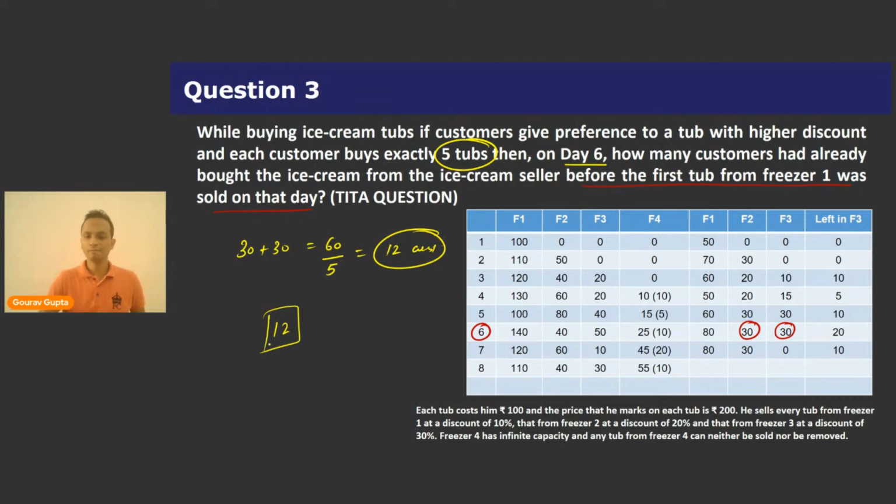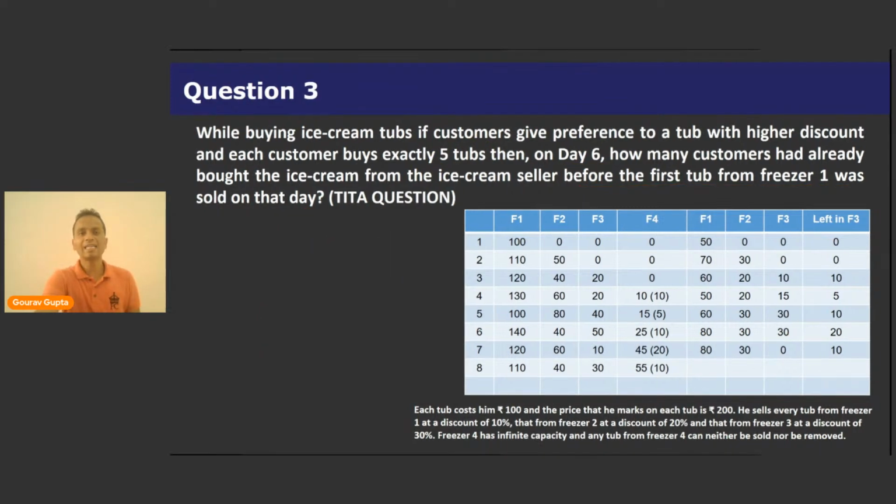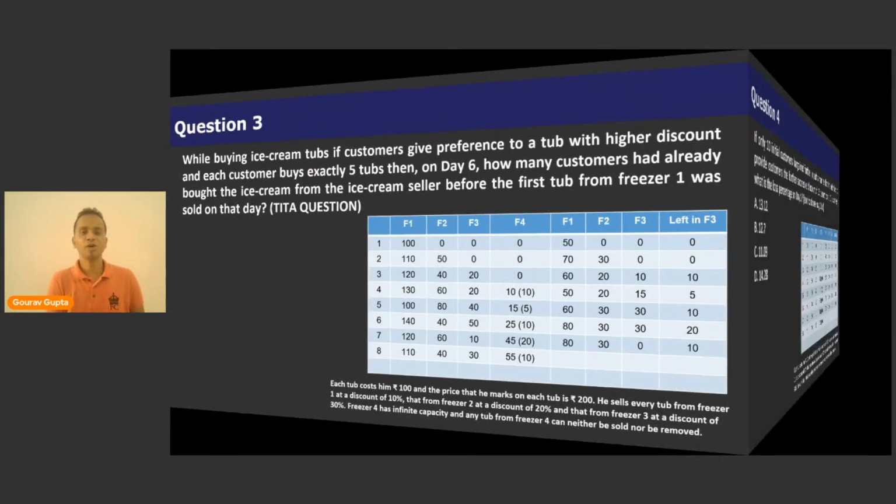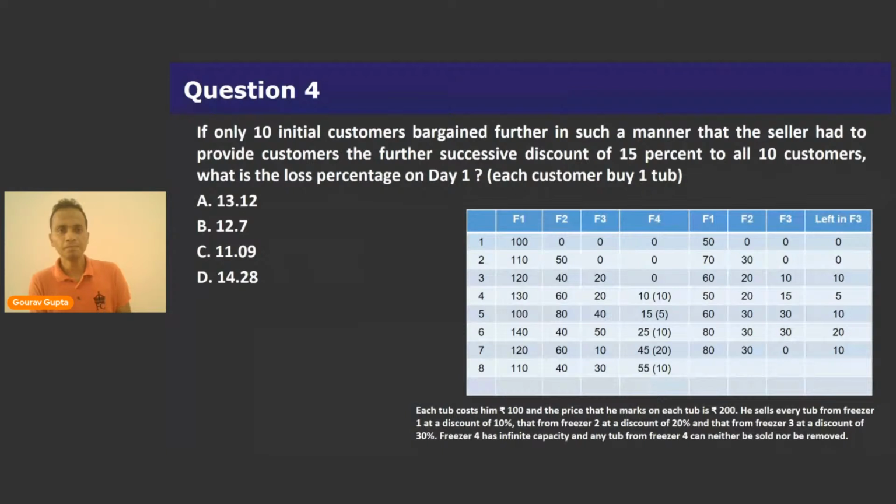All right, clear? Now let's move on and look at the last question of this set, and that is the toughest among all of these. If only 10 initial customers bargained further in such a manner that the seller had to provide the customers a further successive discount of 15% to all 10 customers, then what is the loss percentage on day 1, given that each customer buys 1 tub?